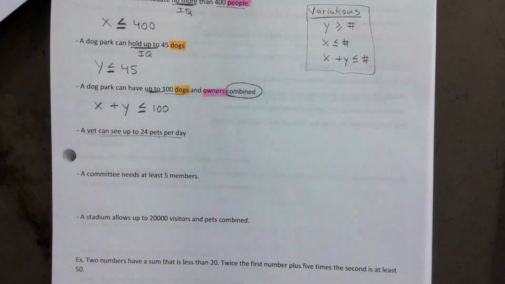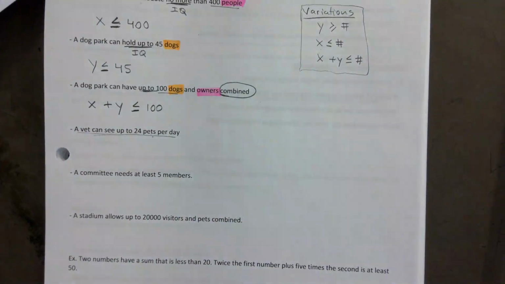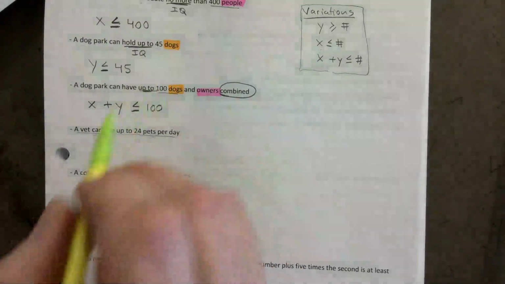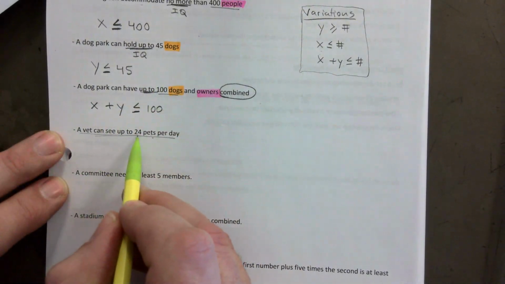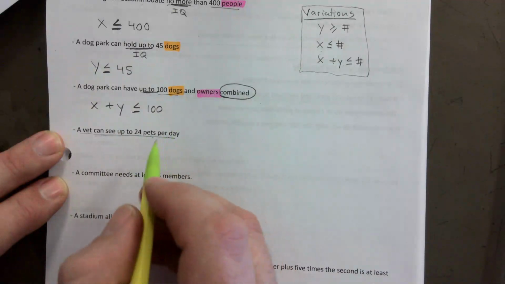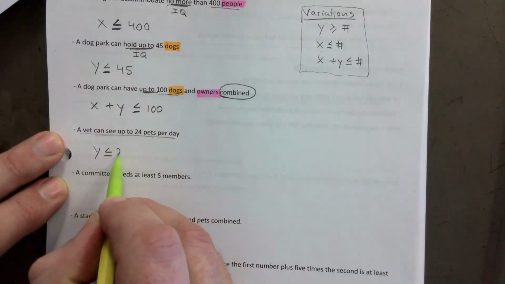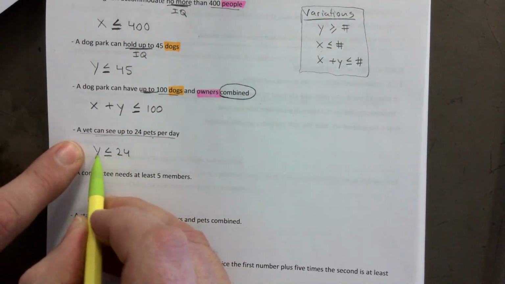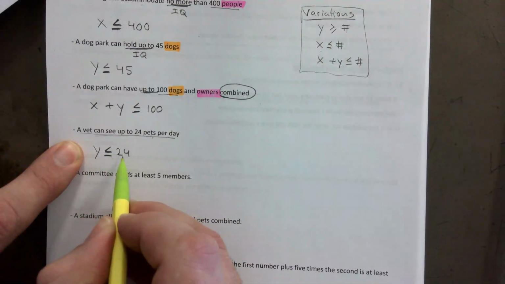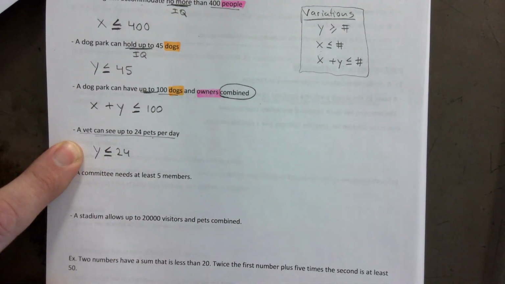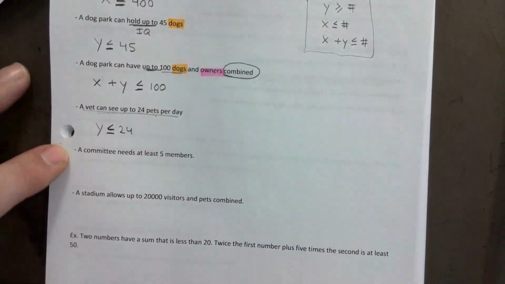Look at your sheet on 48. A vet can see up to 24 pets per day. So we're talking pets, so that should be Y is less than or equal to 24. Okay, so the number of pets has to be less than or equal to 24. You cannot have more. The vet cannot see more than that.